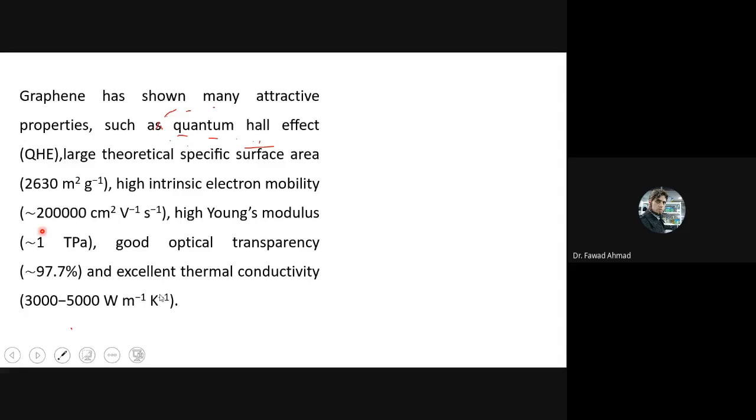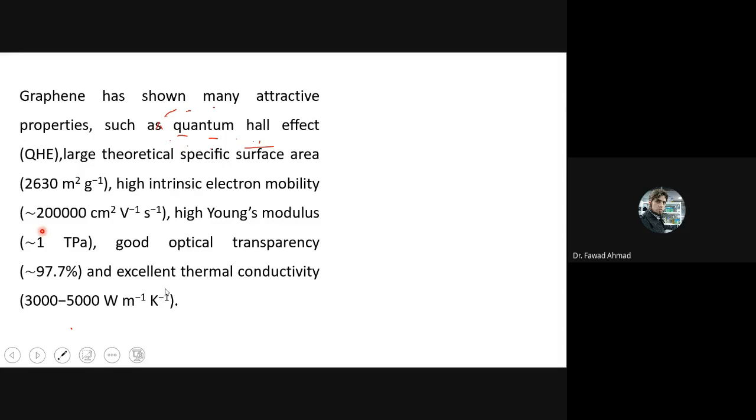What about its Young modulus? I told you that it is just the measure of stiffness. Just keep in mind, it is a mechanical property of any solid, and it's the ratio between stress and strain. Stress is nothing but force per unit area. And strain is the change in volume per unit volume or change in length per unit length. That is called strain.